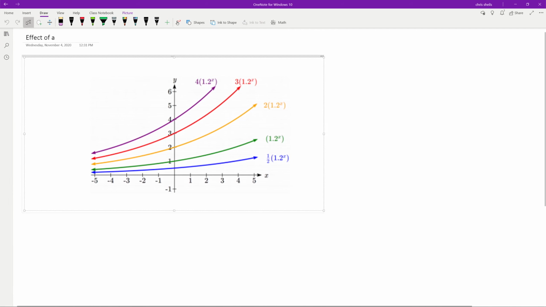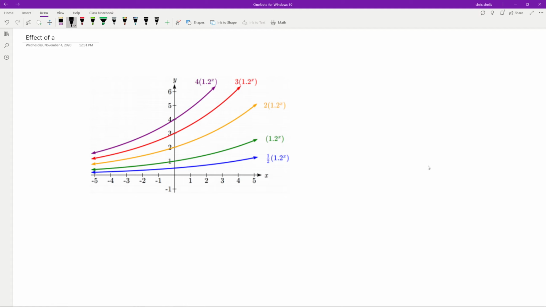Now let's look at the effect of a on these graphs. Notice here that as my value of a increases, this is changing my vertical intercept. However, notice that the space between these graphs is also getting relatively substantial in some cases, right?